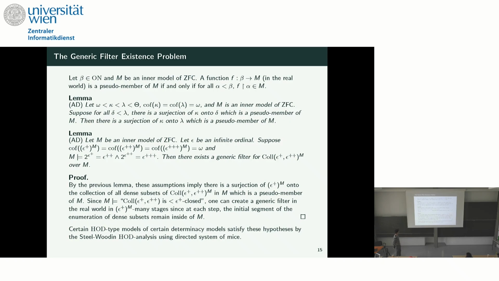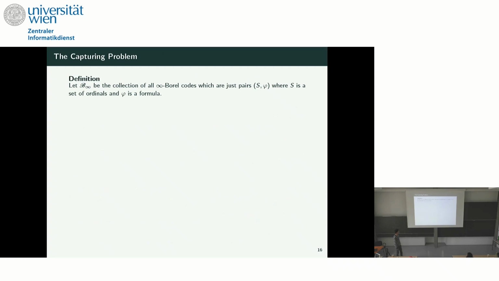And then you might be wondering, how do you even get models like this? So Hod-type models of certain determinacy models will satisfy this by the directed system analysis. Okay, so that solves the generic filter problem if I can find the appropriate m. So I need to solve the capturing problem.